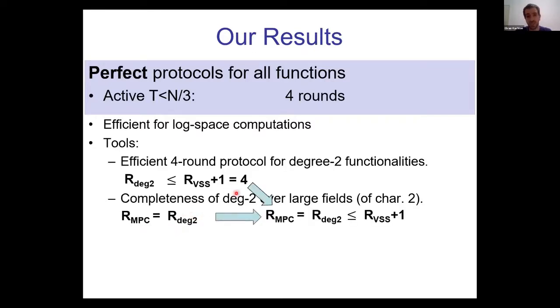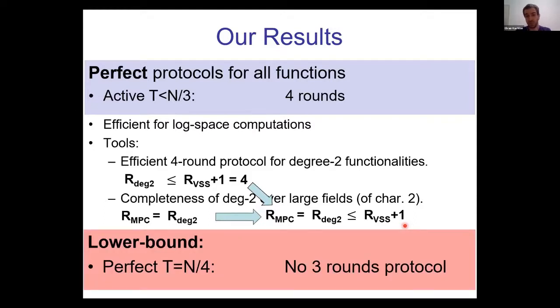And taken together, these 2 results show that the round complexity of general MPC is at most the round complexity of VSS plus 1. And finally, we show a matching lower bound. We show that for t equals n over 4, there exists a functionality that has no 3-round perfect protocol. Okay, and again, we show that this 1 round gap between VSS and MPC is inherent.